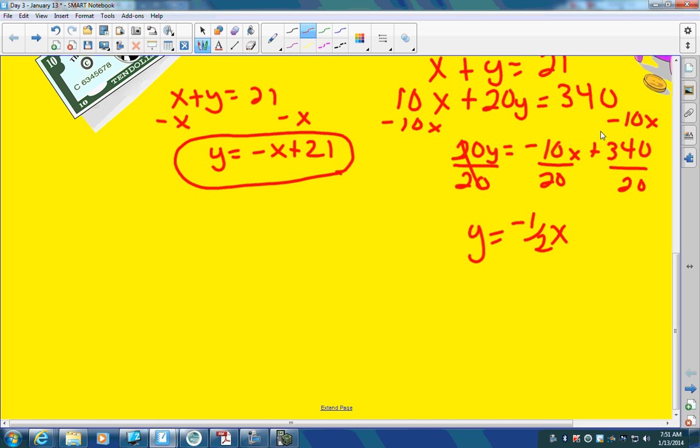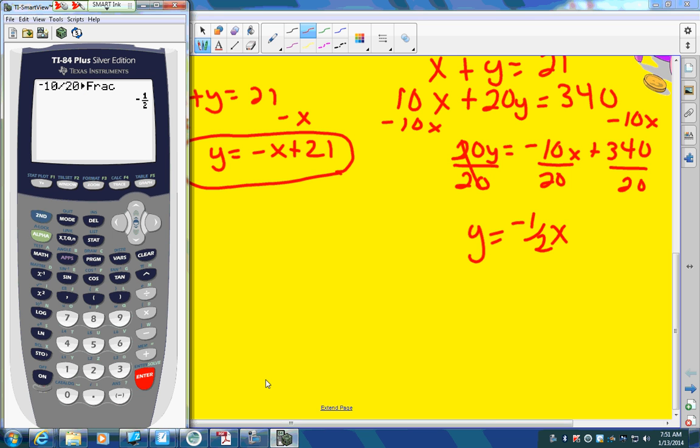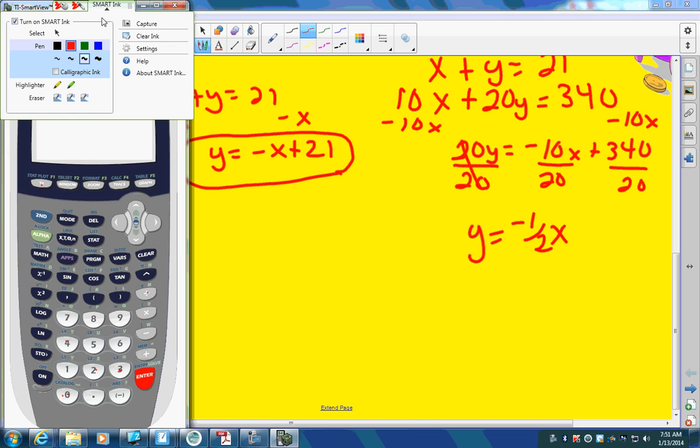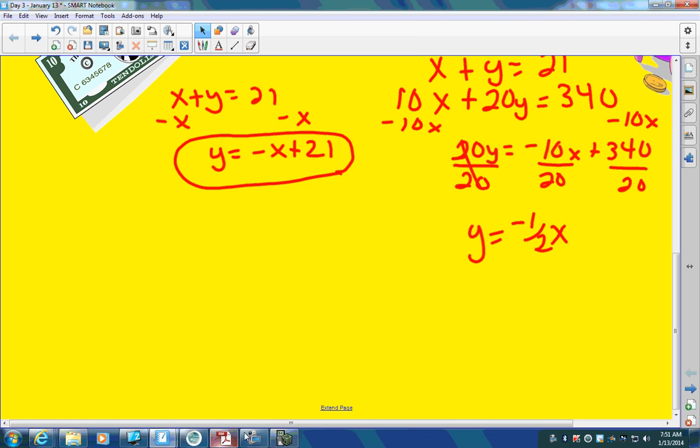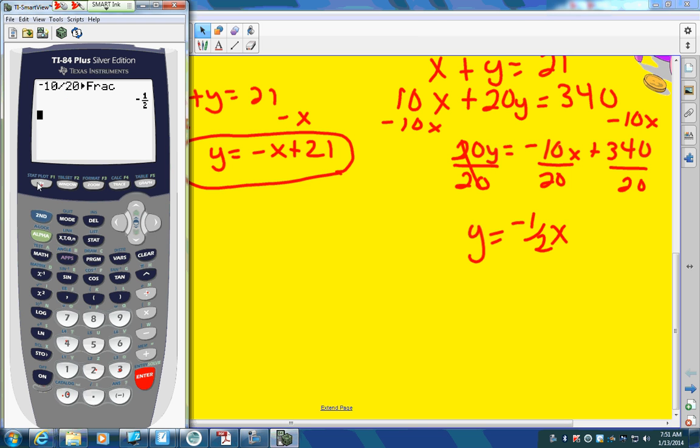Even if it goes in evenly, I can also do it with the other one. I can go 340 divided by 20. Oh, why is this not working? What's happening? Oh, because my pen's on. Golly gee willikers. All right. Try again. It's still not working. All right, 340.